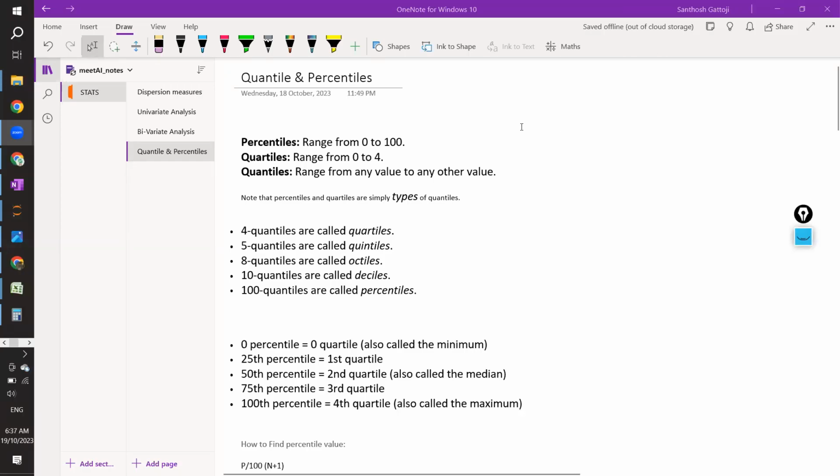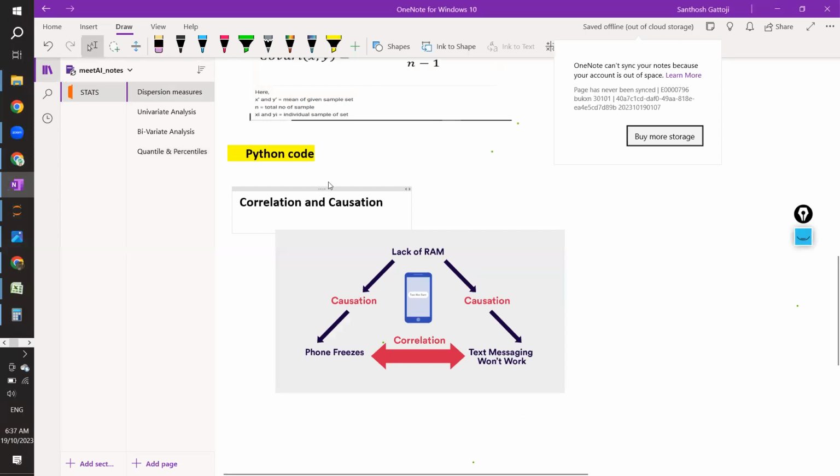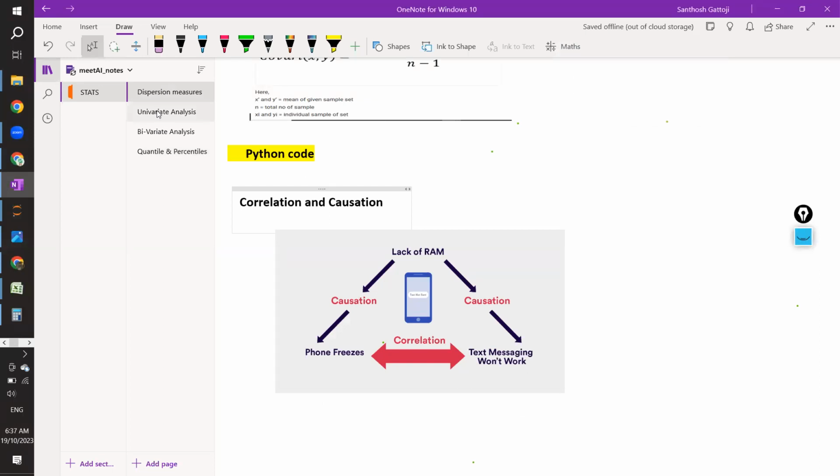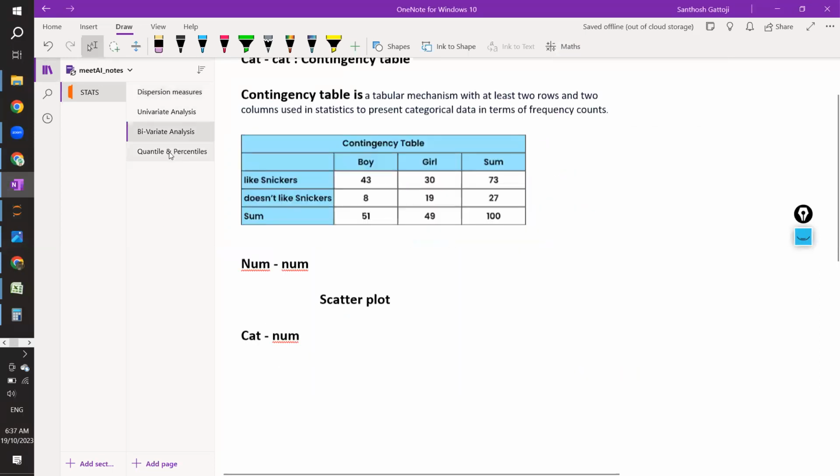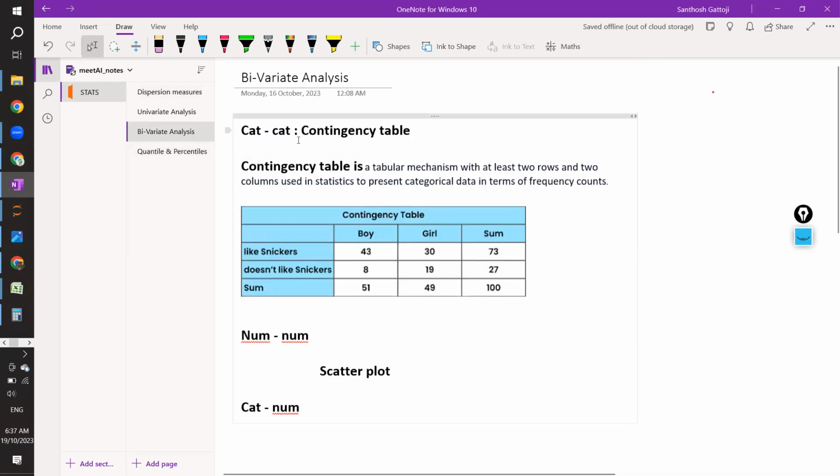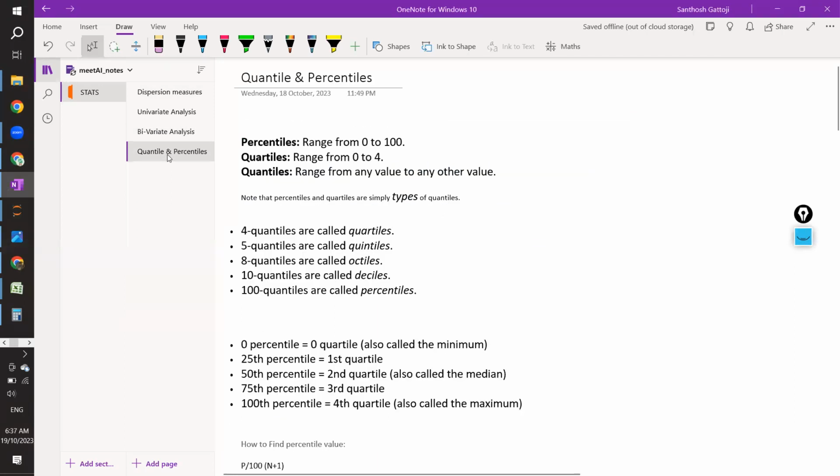Fine, let's start, guys. Today's topic is quantiles and percentiles. Till now we have seen different concepts: univariate and bivariate concepts. These are all regarding data, column analysis, single column and double column analysis. Now coming to quantiles.